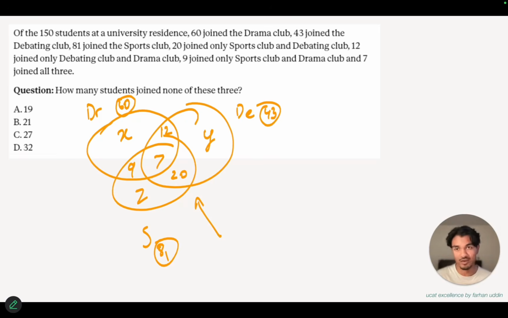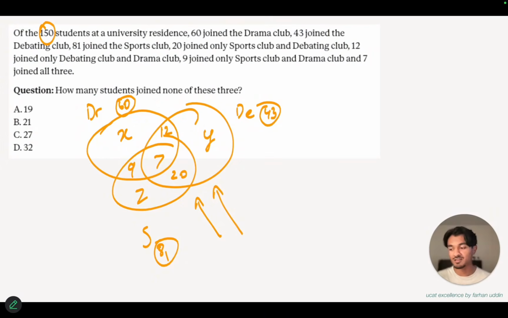Now what's the question, right? How many students joined none of these 3? So we've got 150 students total. We just subtract whatever this number ends up being. But, guys, is there a faster way to get to this answer without even drawing a Venn diagram out?